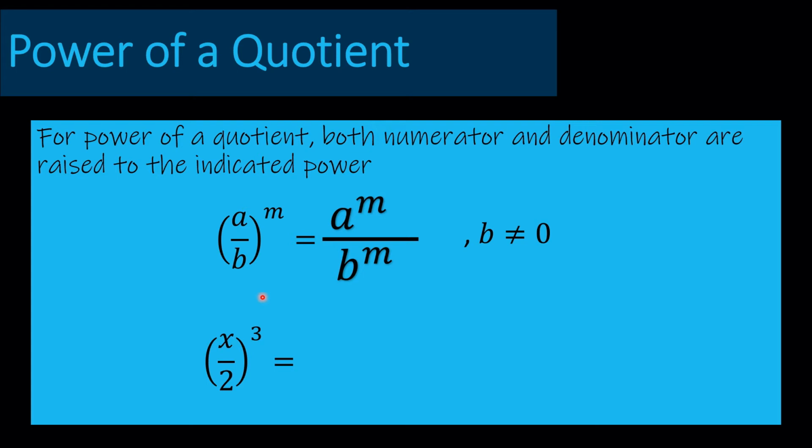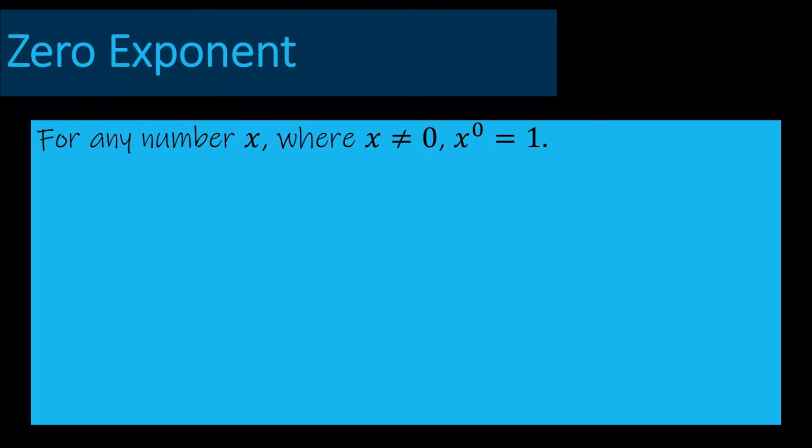So to simplify this one, we are just going to raise both the numerator and the denominator to the power of 3. So that will become x to the power of 3 over 2 to the power of 3. And then simplify what can be simplified. We cannot simplify x cubed further, so we just copy x cubed. But 2 to the power of 3 is equal to 8 because that is 2 times 2 times 2. And that's it.